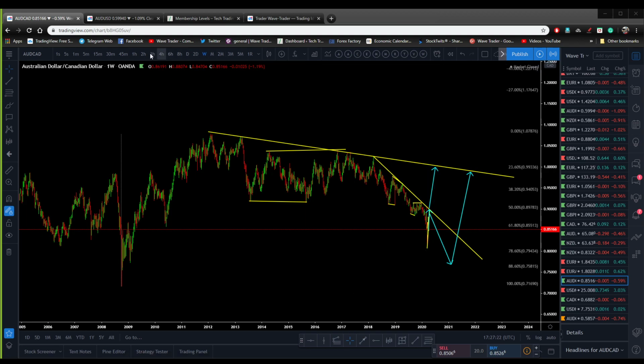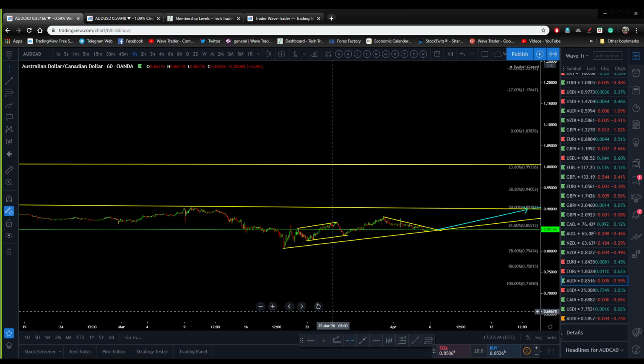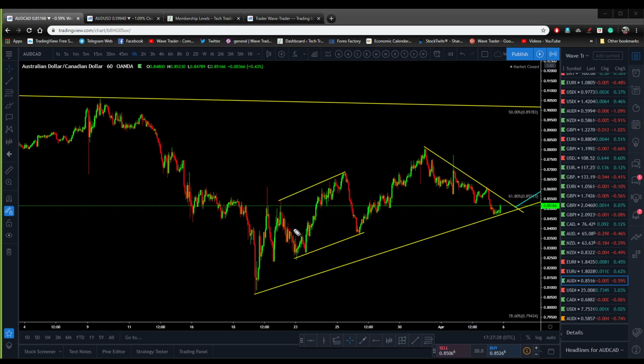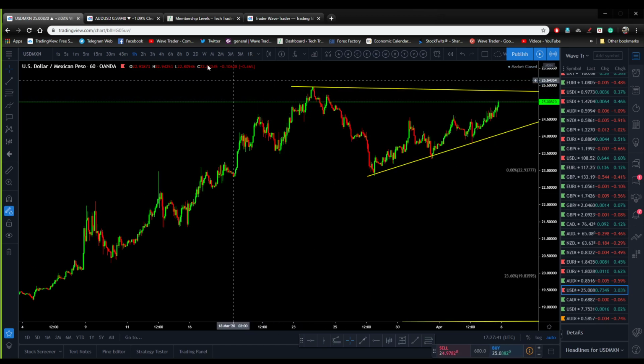On lower time frame, another breakout to happen. Breakout happened there, that wave. So again, breakout, go higher. Once you get the breakout, stop behind that.